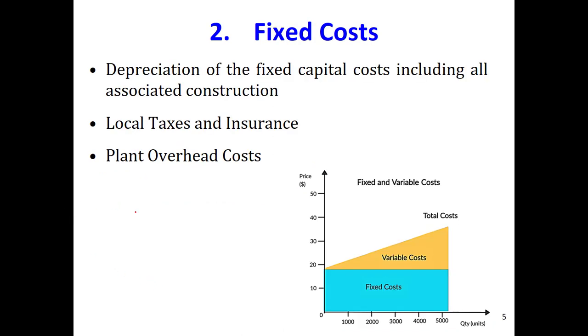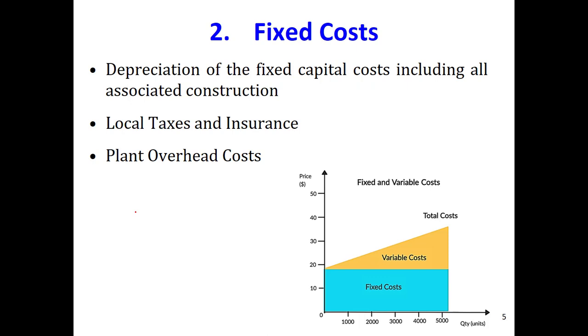Then we have fixed costs. One of the most important fixed costs is the depreciation of the fixed capital cost, the depreciation of all fixed capital cost. Let's say you buy some cars, equipment, some trucks for your factory. The price of the trucks that you use to transport your products and raw material will drop every year, like a normal car. Those are the costs that we call fixed costs.